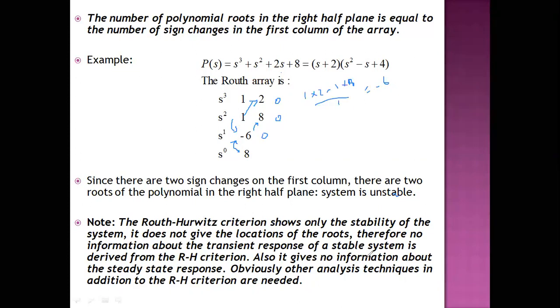And also, it gives no information about the steady state response. Obviously, other analysis techniques such as graphical methods can be used instead of the Routh criterion in order to find the steady state and transient response of a system.